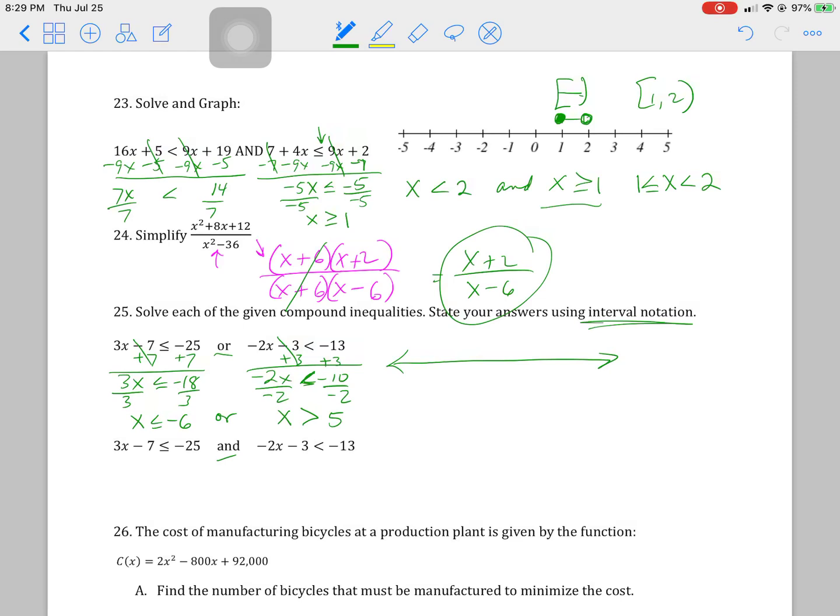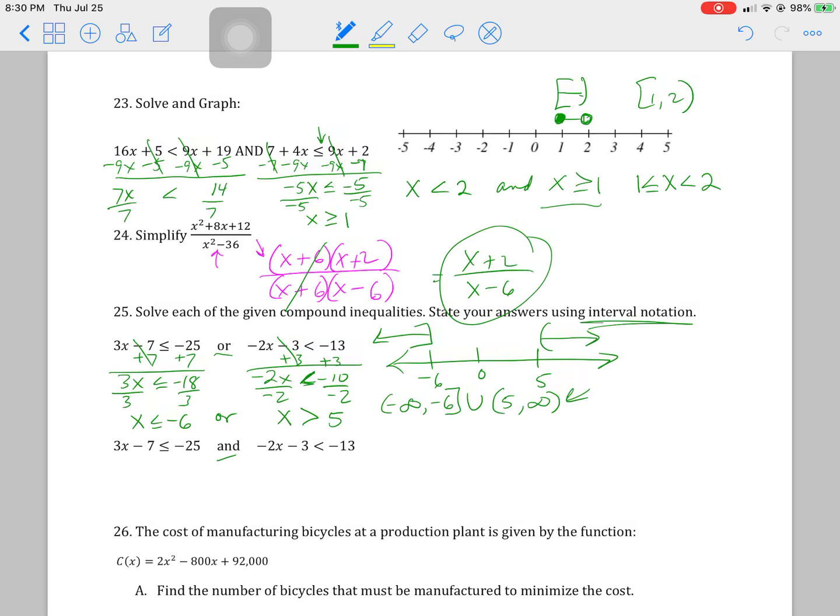All right, so this one, even though it didn't tell me to graph, I like to graph these just to make sure I'm getting everything going the right way. So there's the negative 6, there's the 5. Now the negative 6, it said it was less than or equal to, so it's going that way. The 5 is a soft bracket, greater than, and it's an or. That's the union you put between them. And 5, and it's positive infinity there. So that's your answer for that one.